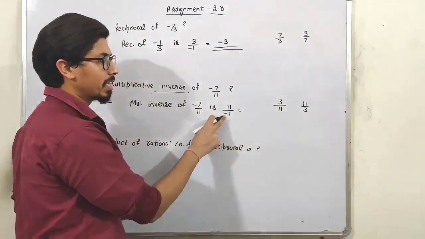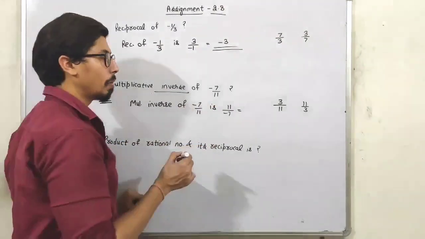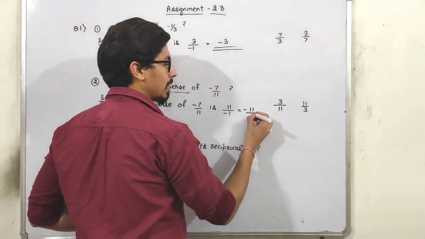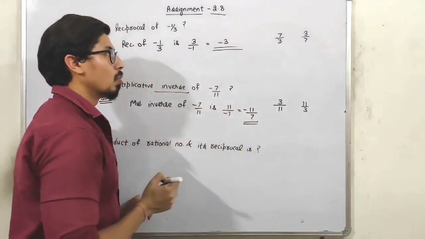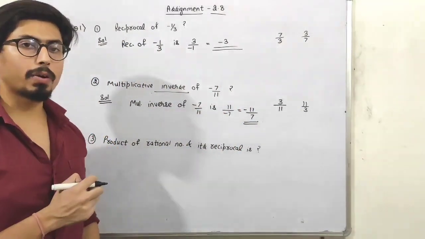Okay. And we know that the negative sign is in the denominator, so we can shift it towards the numerator. So it will be minus 11 by 7. Okay, so minus 11 by 7 is the required answer.